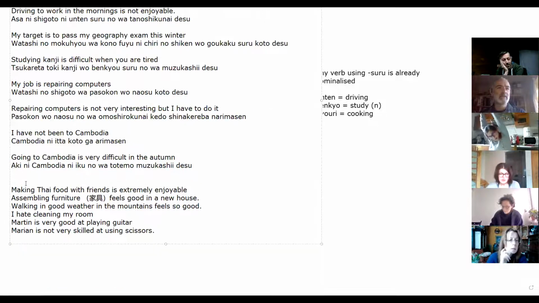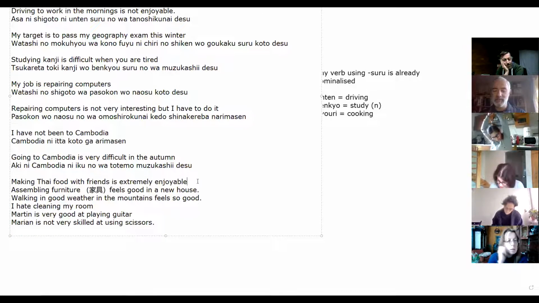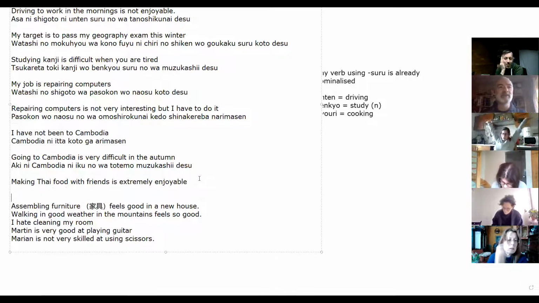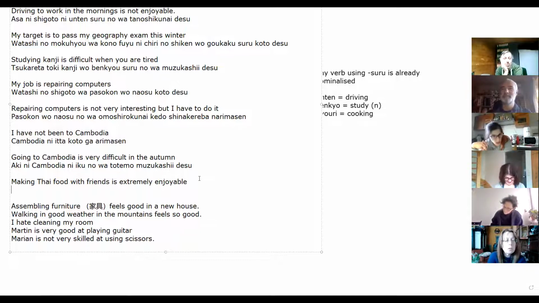Costa, making Thai food with friends is extremely enjoyable. Not to confuse this with making Thai food from your friends is extremely enjoyable. That's called cannibalism. Yes, yes. So, I'm making Thai food, with friends. Wait, I need to remember how we're gonna start it.